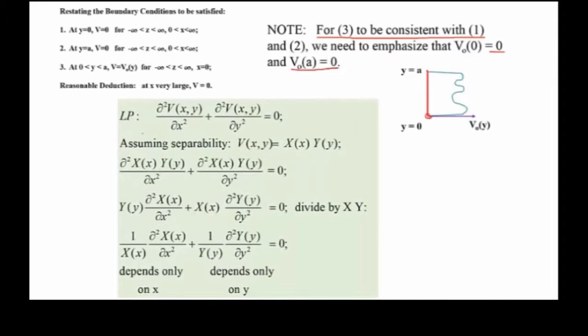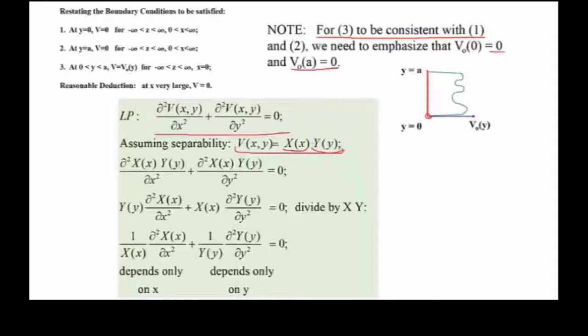Let's write down Laplace's equation in 2 dimensions, just the second derivatives. And what we're going to assume, and this is really the big assumption here, is that we have separability. And that means we can write this function of x and y as a function of x only and a function of y only.